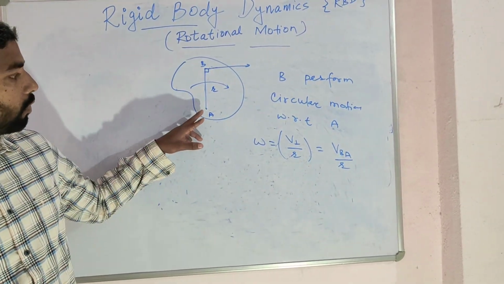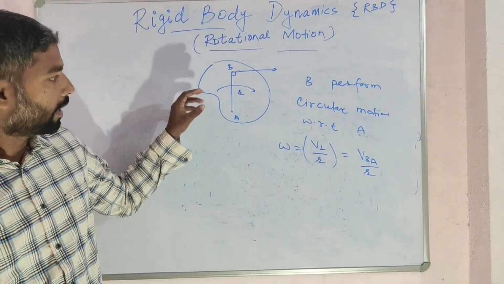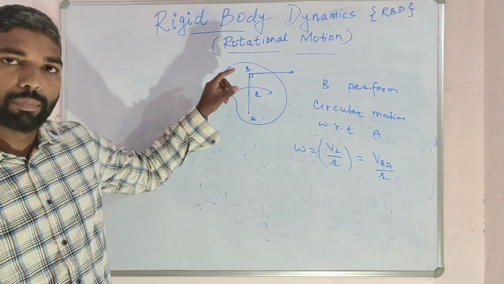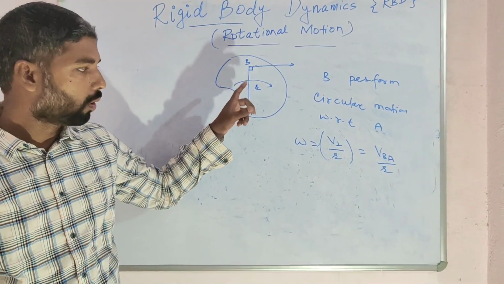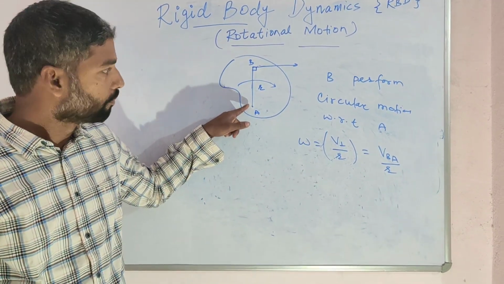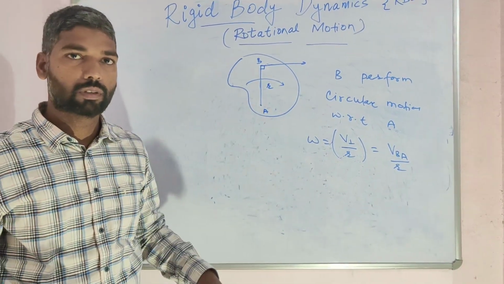So from the ground frame, what will we observe? From the ground frame we will observe that along this line, the velocity of A and the velocity of B will be the same, or the relative velocity of B with respect to A will be 0. So B will be performing circular motion.